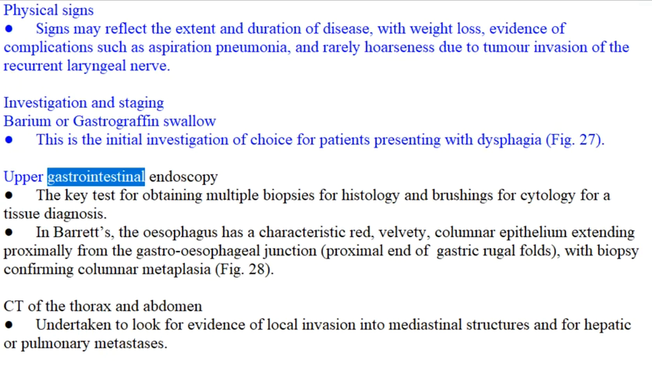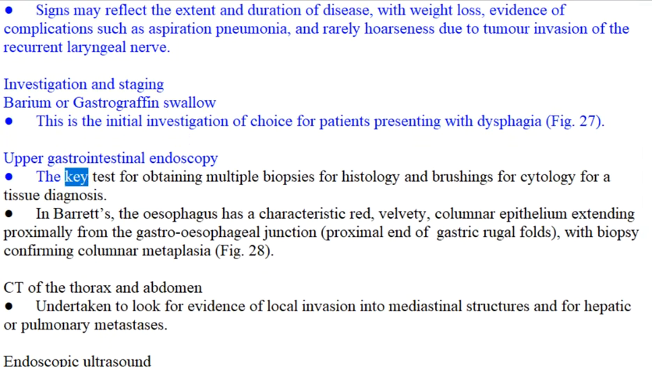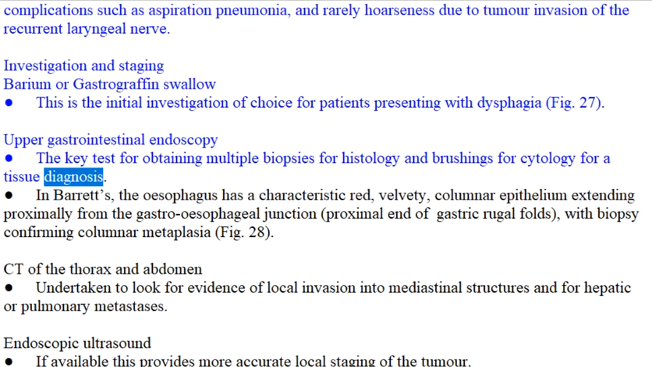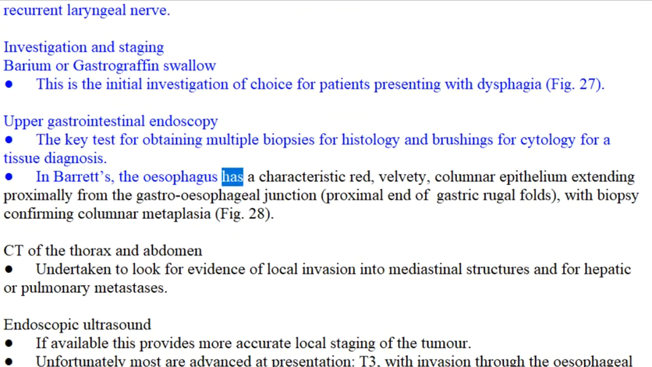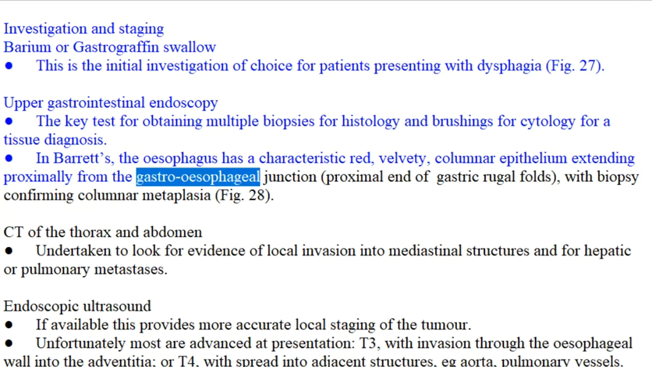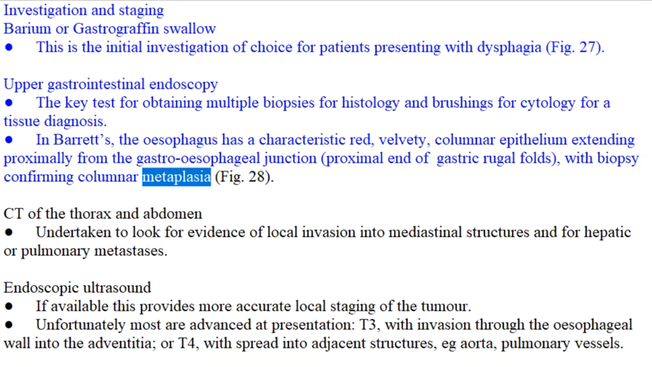Upper gastrointestinal endoscopy. The key test for obtaining multiple biopsies for histology and brushings for cytology for a tissue diagnosis. In Barrett's, the esophagus has a characteristic red, velvety, columnar epithelium extending proximally from the gastroesophageal junction, proximal end of gastric rugal folds, with biopsy confirming columnar metaplasia, Fig 28.